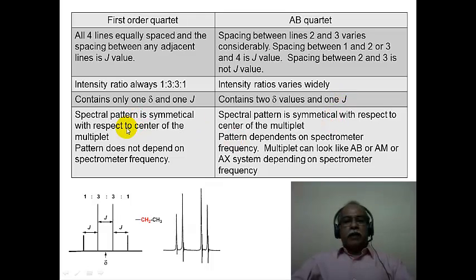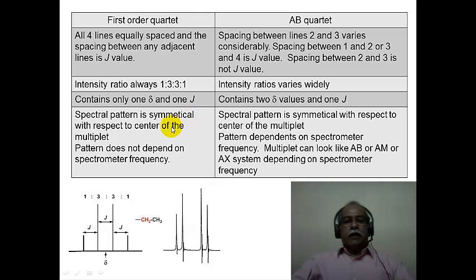The spectral pattern is symmetrical with respect to the center of the multiplet. What I mean is, if you consider the central point of this AB quartet or the simple quartet, either side of the spectrum with reference to the center point is symmetrical, and that is what is meant by the spectral pattern being symmetrical with respect to the center of the multiplet. This is true for both the AB pattern as well as the first order pattern.